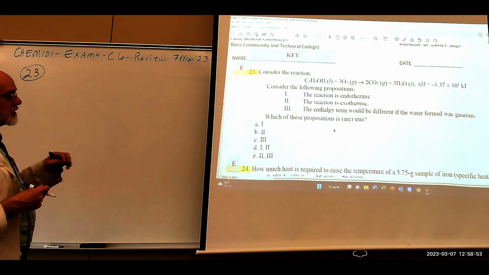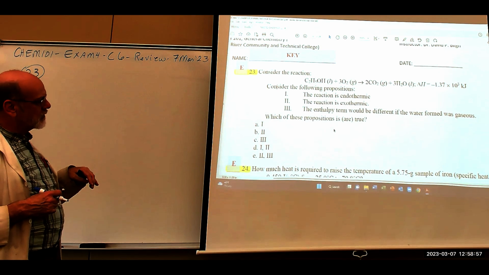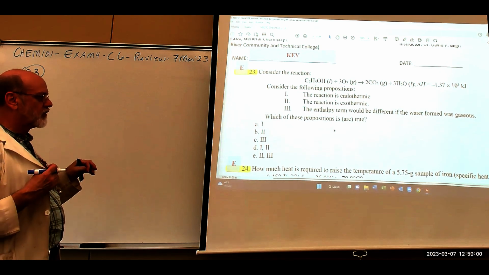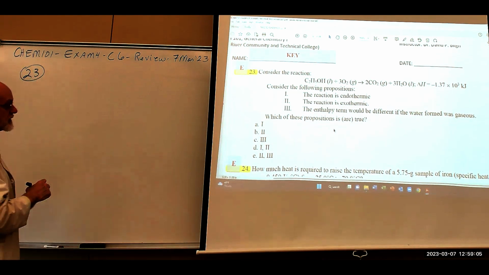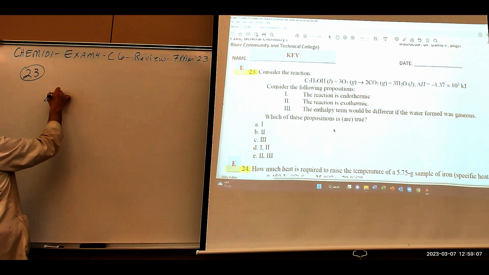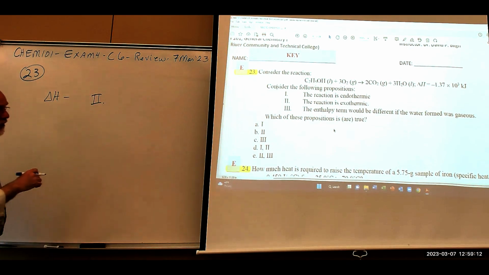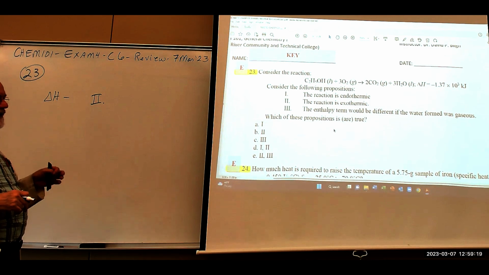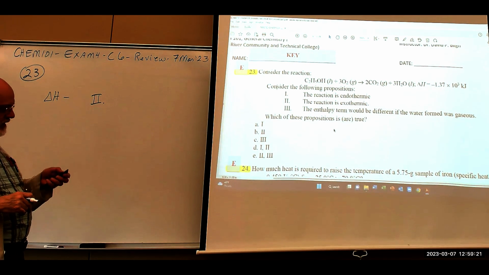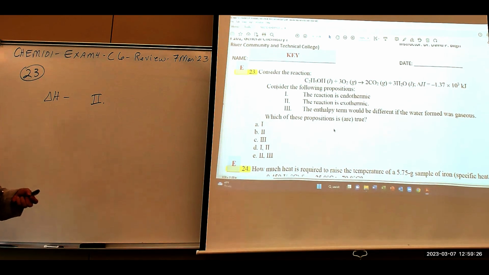Okay, consider the following propositions. The reaction is endothermic, the reaction is exothermic. The enthalpy term would be different if the water formed was gaseous. Okay, we know that 2 is true. It's exothermic because delta H is negative. So Roman numeral 2 is true. Roman numerals 1 and 2 can't both be true, so 1 is out. But what about 3? The enthalpy term would be different if the water formed was gaseous. We've got water as a liquid.